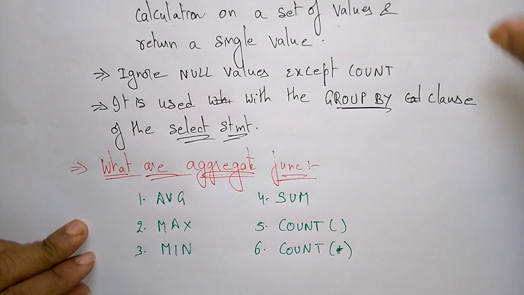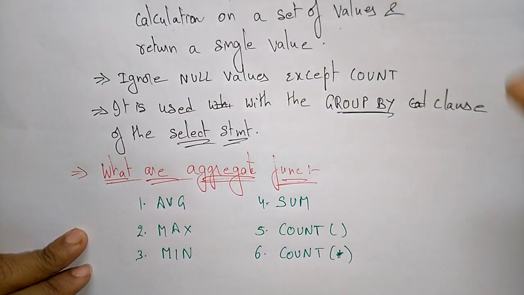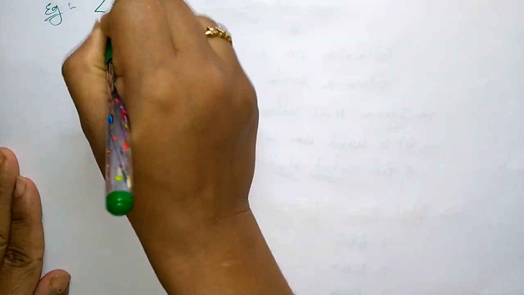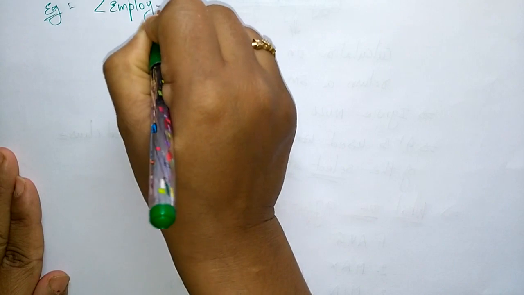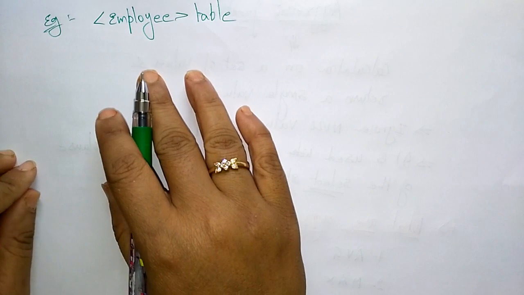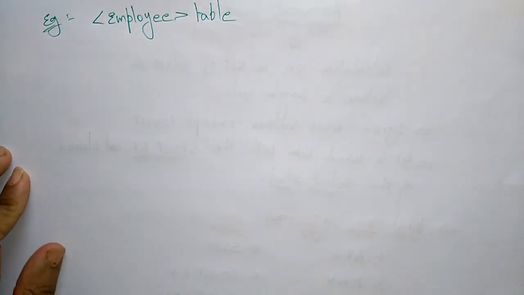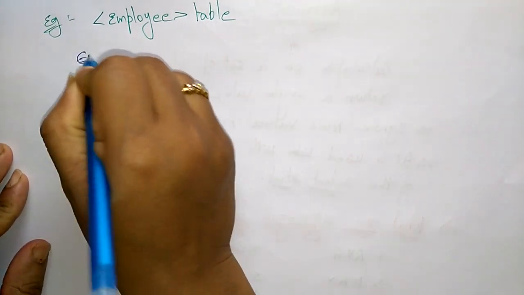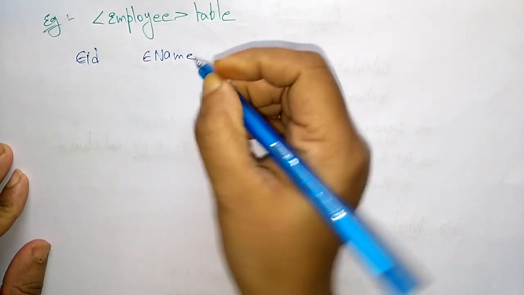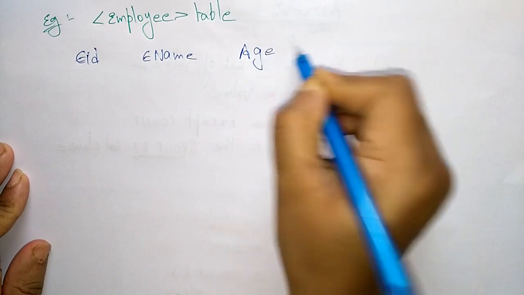So let us take one example. With the help of the example, we will see how these functions work. Here I am taking an employee table. The relation name for this table is employee. For this employee table, you have the set of fields, the attributes: employee ID, employee name, age, and city.